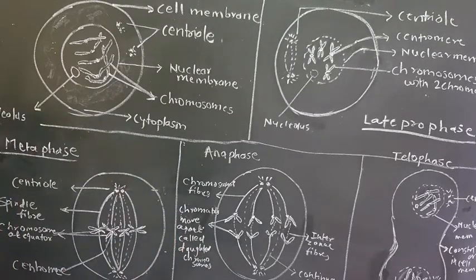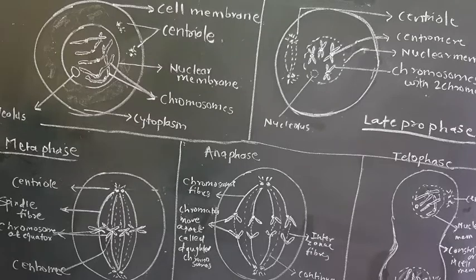So we have seen that cell division is of two types, that is mitotic division and meiotic division. Mitotic division we are going to study now. It occurs in the somatic cell or the stem cells, and it has two steps.